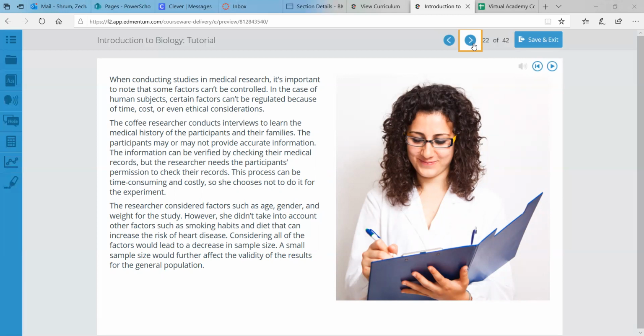But anyway, moving on. The coffee researcher conducts interviews to learn the medical history of the participants and their families. Sometimes people are not accurate, or they'll say that they don't have a history, where in fact their family does have a history, and maybe their families just weren't very vocal about it and they didn't know. And that's not necessarily their fault, but that does lead to inaccurate information sometimes.